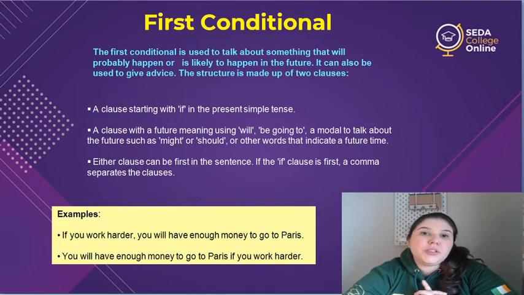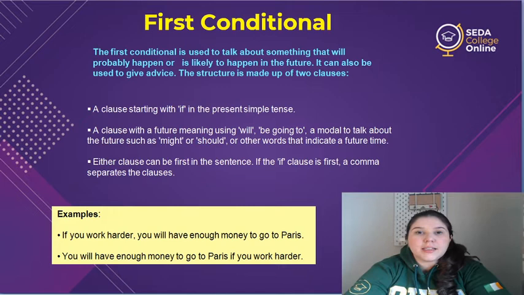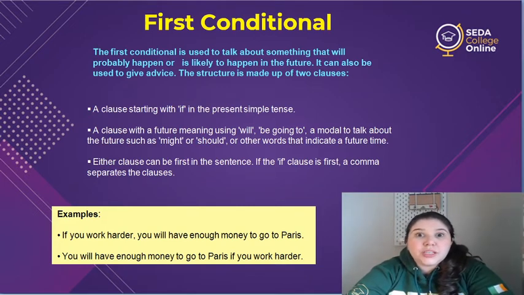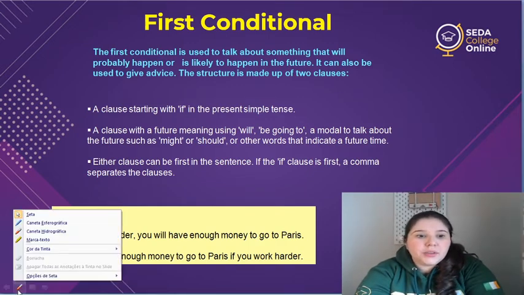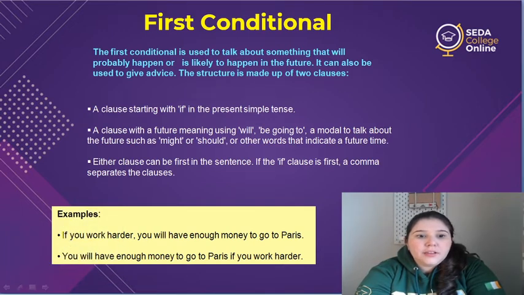You can imagine two friends talking, and one friend really wants to go to Paris, and the other one is trying to give advice. So if you work harder, you will have money to go to Paris. Or you will have enough money to go to Paris if you work harder. So we have two clauses, the if clause and the main clause, and they can change place. So for example, here we start with the if clause, yeah? If you work harder, you will have enough money to go to Paris.